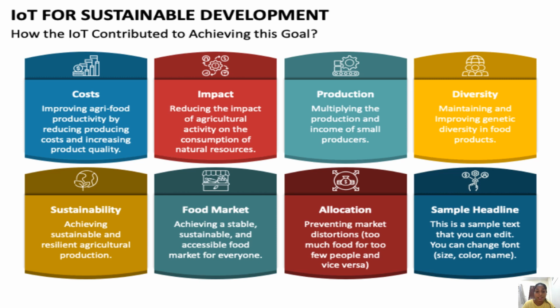Then consumer transparency. This IoT-powered traceability system provides consumers with detailed information about food origins and production practices, fostering trust and supporting ethical food choices. We have market intelligence. Real-time IoT data on supply and demand trends helps farmers make informed planting decisions and adjust production to match market needs, minimizing overproduction and food waste.